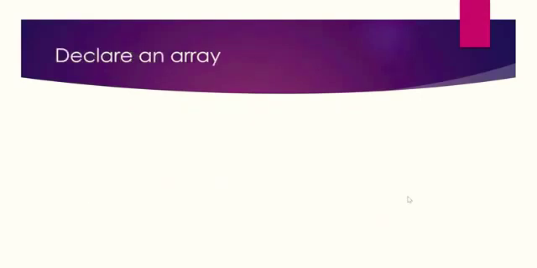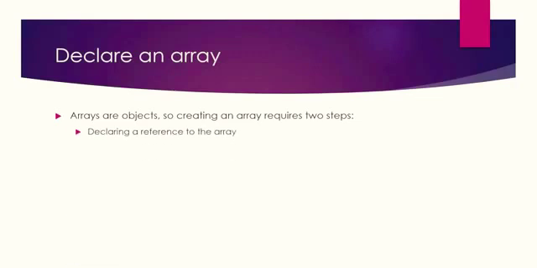So how do we declare arrays in Java? Arrays are considered as objects in Java. So to create an array, we need 2 steps. The first one is to actually declare a reference to that array. So this is the pointer to a location in the memory where we are going to store the array elements. And then we will instantiate the array by creating the new object.